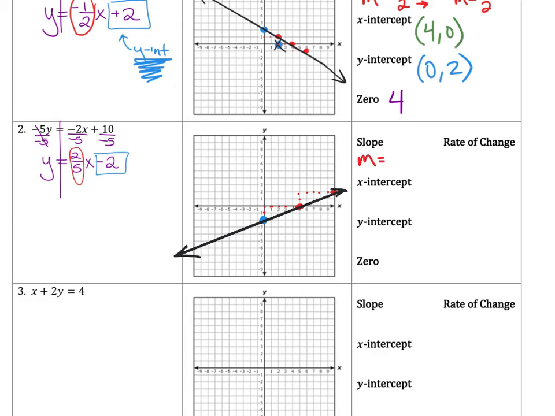2/5, which means I'm going to go up and over, up and to the right, which also means our rate of change is 2/5. Our x-intercept, ooh, where does the graph cross the x-axis? Is it 0,5 or 5,0? 5,0, very good. We're getting better at coordinates, y'all.